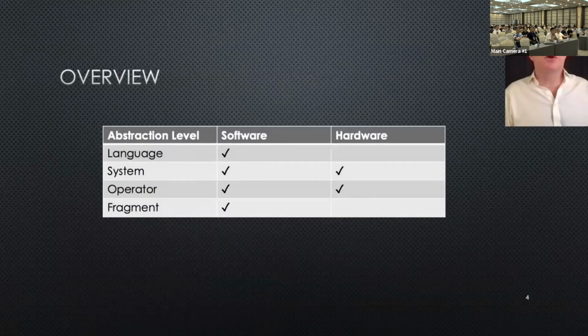So just to give you a high-level overview of what I'm going to talk about today, I'm going to talk at several different abstraction levels: the language level, the system level, the operator level, and a fragment level, which is really just a single line of code in some cases, in the context of both software and hardware. So hopefully, where I've indicated a check mark in this box, I'll have given you some examples of where some interesting things are going on in terms of understanding how modern hardware influences performance and how abstraction can help us understand the principles involved.